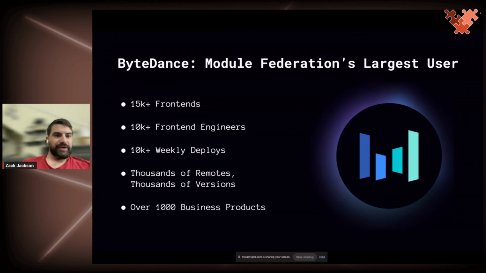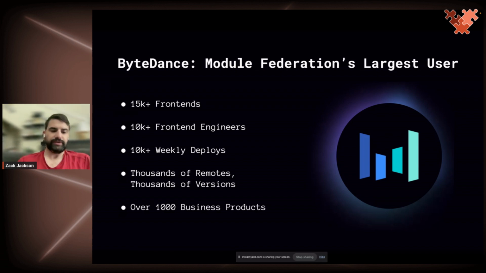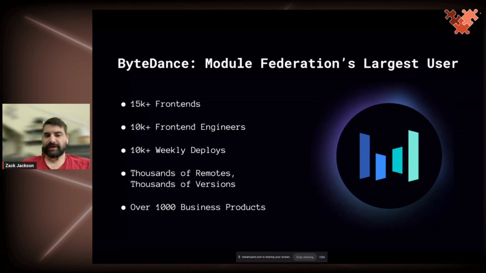So back to where I left off. This is kind of the scale. Since ByteDance is the largest user of Federation, this is the scale that we're operating at, and the demand that we've got on our infrastructure and on the tools and on the architecture. We've got over 15,000 front ends. We have 10,000 plus front end engineers.